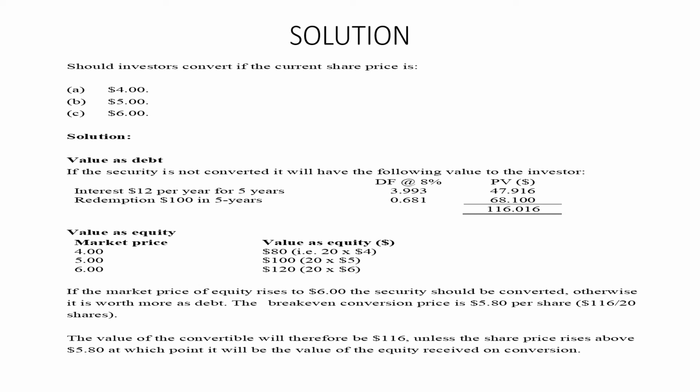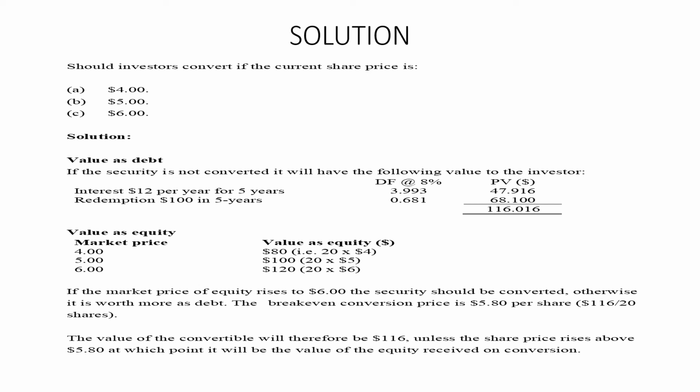But if the market price of equity rises to $6, the security should be converted. Otherwise, if it is less than that, it should be treated as debt. The break-even conversion price is $5.80 per share. That means the investor is in an indifference position, because in the case of a debt instrument and in the case of an equity instrument, at this price you will get an equal amount.